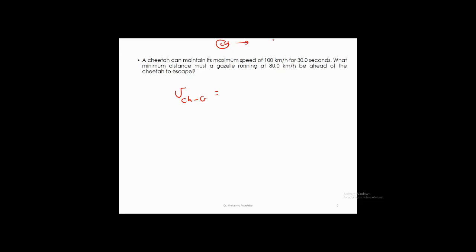This is the cheetah and this is the gazelle. If they are moving in the same direction, I should subtract or add. Subtract. The relative velocity between them is 100 minus 80. That should be 20 kilometers per hour. The relative speed in between, or the relative velocity in between. But that should be 20 times 1000 divided by 3600 per second. But what shall we do with this relative velocity?